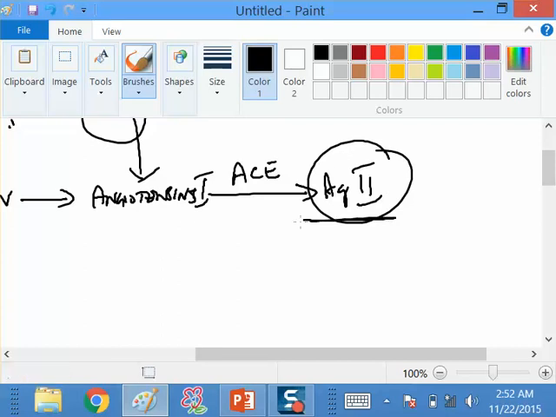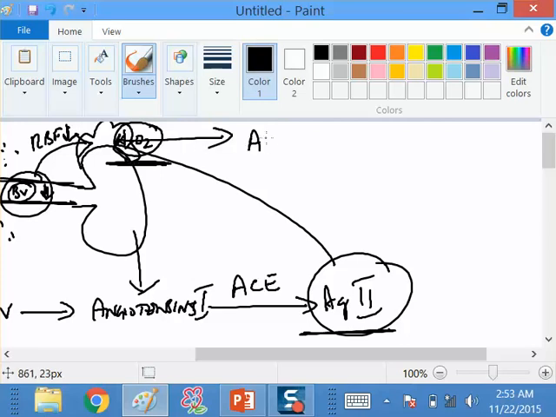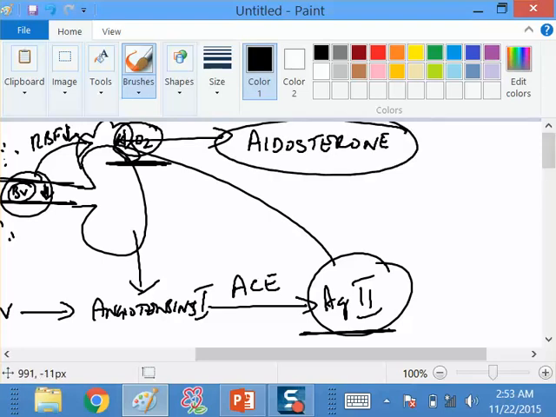That will go again, but not to the kidney. You know the adrenal cortex? It goes to the adrenal cortex, and asks the adrenal cortex to release a hormone called aldosterone. You know aldosterone? What does it do? Aldosterone again goes to the renal tubules. They reabsorb the sodium and water.